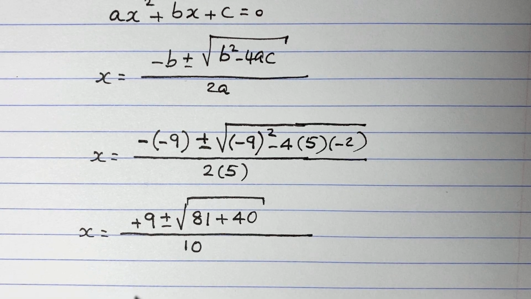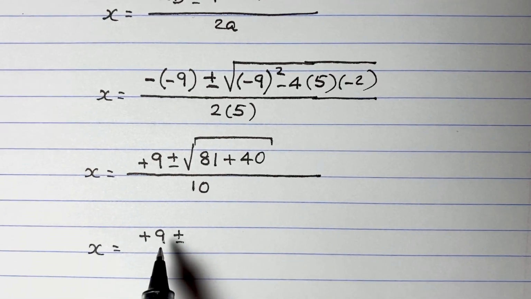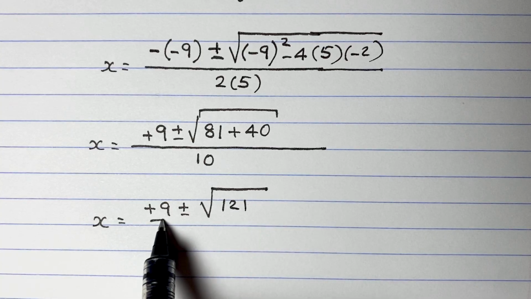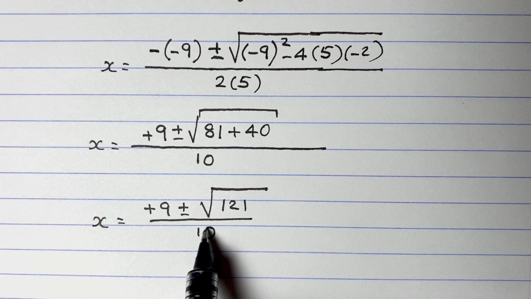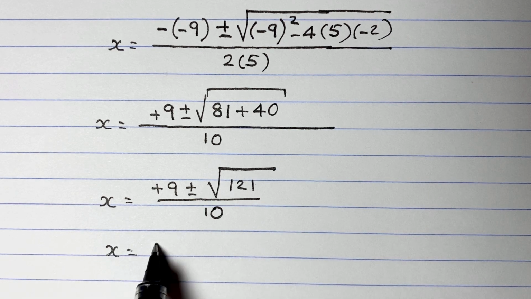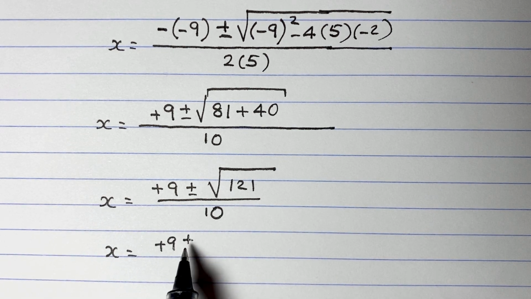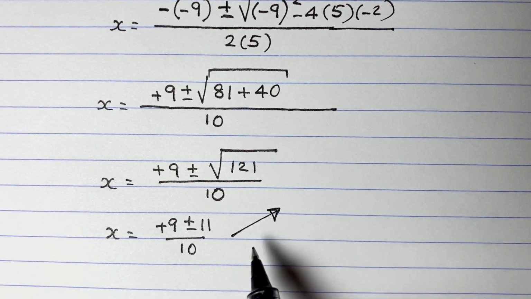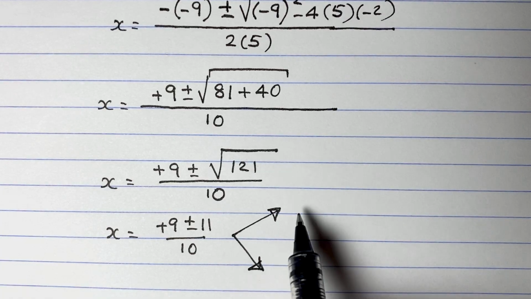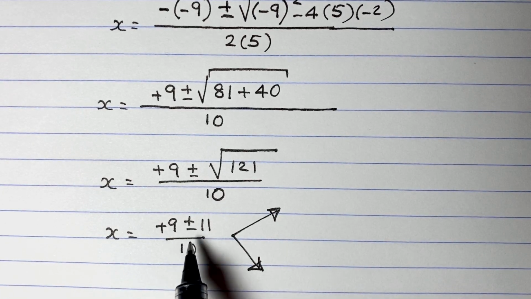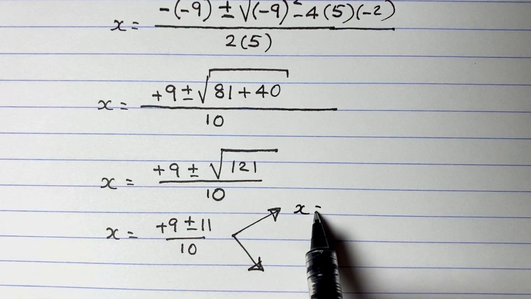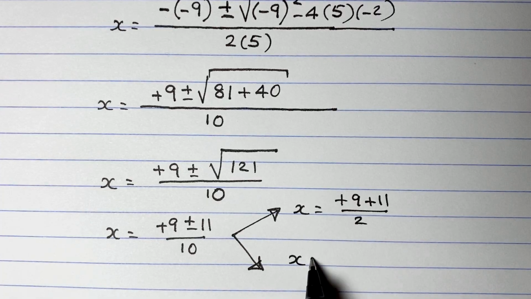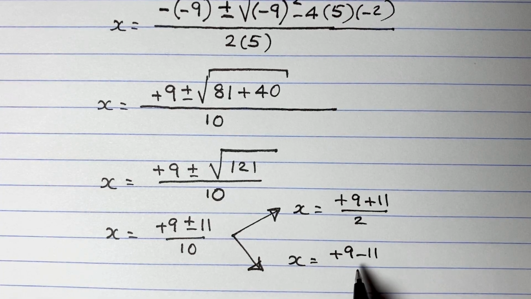So x equals plus 9 plus and minus square root of 121. Square root of 121 is 11. So we have two roots, two solutions, two answers. Once you consider the plus, once you consider the minus. So x equals plus 9 plus 11 over 2, or x equals plus 9 minus 11.